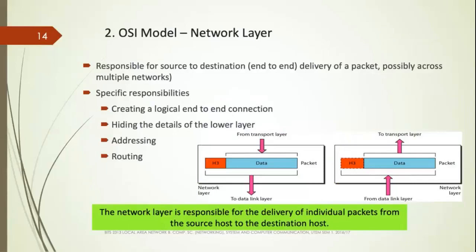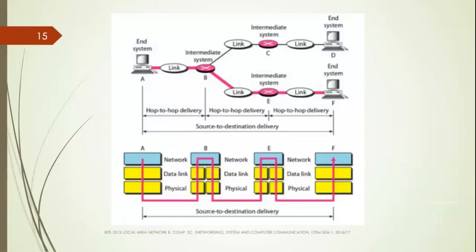After this, we are going to end our session. The network layer is responsible for source to destination end-to-end delivery of packets, possibly across multiple networks. So what does it mean by that? Let us look at this graphic. So this is where our system originates.